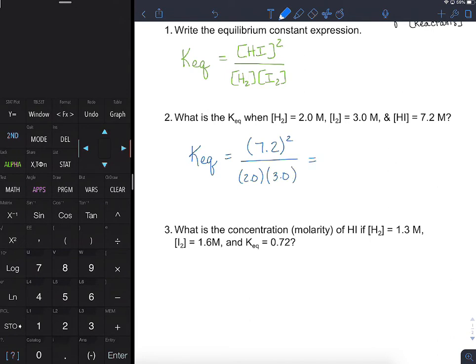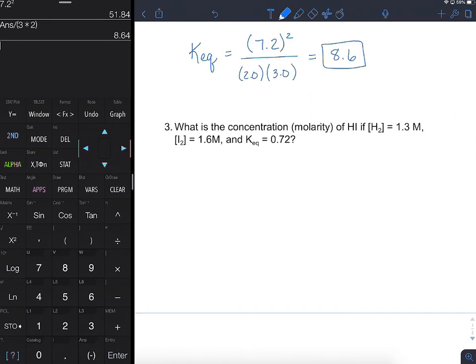Okay, so to do my math, you'll see my calculator here, so 7.2 squared, and then 3 times 2, of course, is 6, so I'm going to divide that by either 3 times 2, or you could just put 6 on the bottom, enter that, and I get 8.64. We started with 2 sig figs in each one of those, and so our final answer should be 8.6. That is our equilibrium constant then for this particular situation.